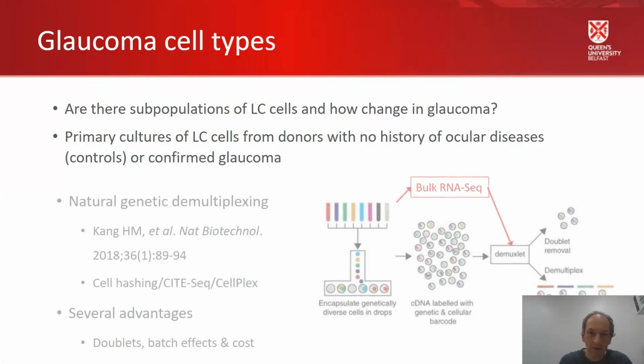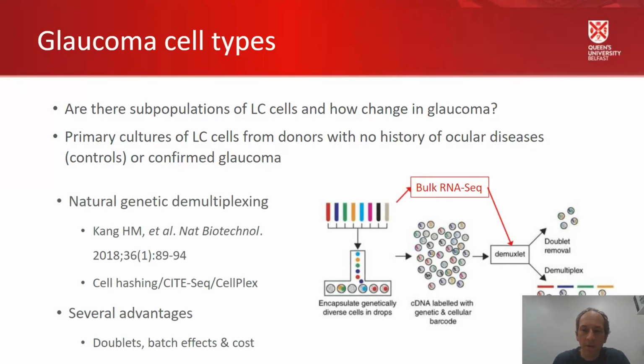And part of the reason I wanted to just show you this study was because we used genetic demultiplexing using the demuxlet algorithm published by Kang et al. So what this uses is the genetic difference between the individuals in the study. So the cells from the different individuals are pooled together, as you see in the center of the diagram on the right.